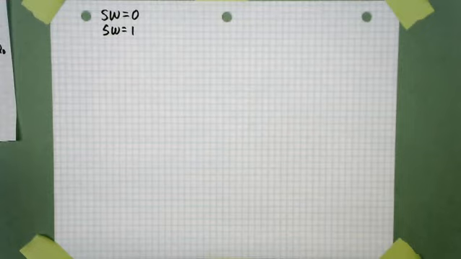So I thought we'd do a simple state machine just to walk through the whole process, get all the way from the definition of the problem to the bubble diagram to the truth tables to the Karnaugh maps and then to the circuit. So here's our problem.